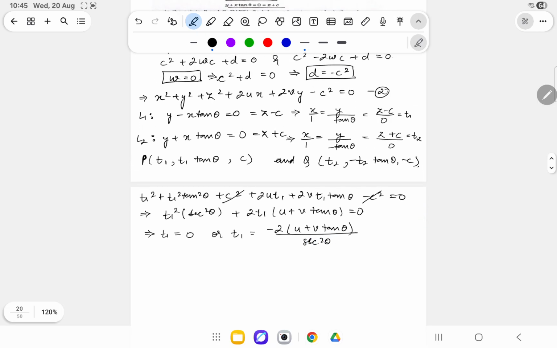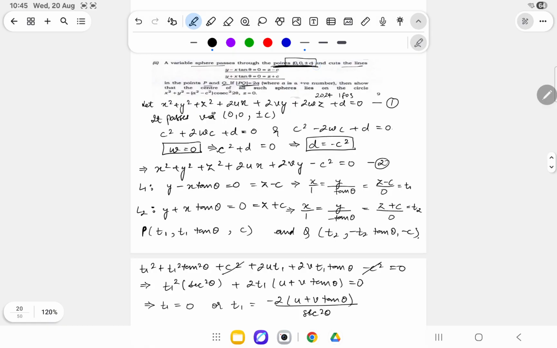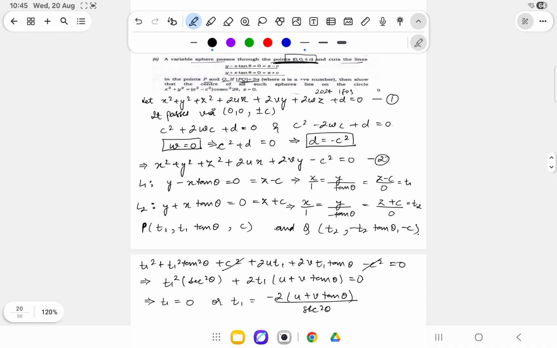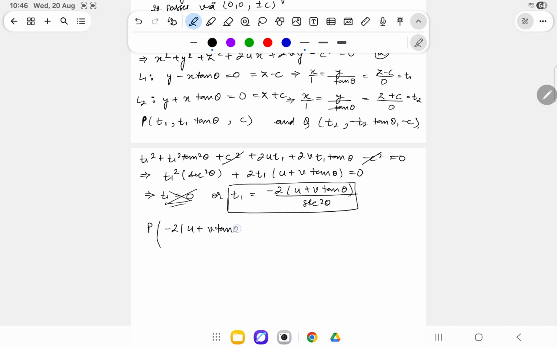But if you observe that if I put my T1 equals to 0, then I'll get basically these 2 points only which are already given to me, and then I will not lead anywhere. So my T1 cannot be equal to 0, so I can discard this option and my T1 will be this. So if my T1 is this, I can get a value of point P. So my point P is (minus 2u plus v tan theta upon sec square theta, minus 2u plus v tan theta upon sec square theta tan theta, c).